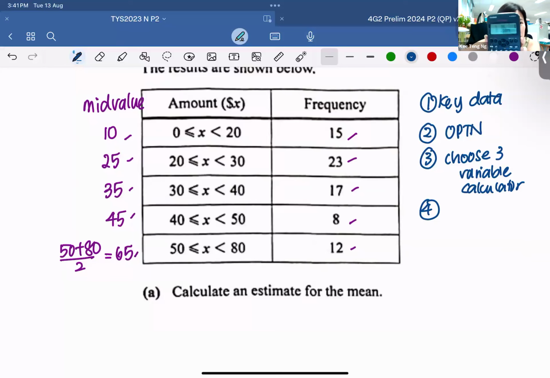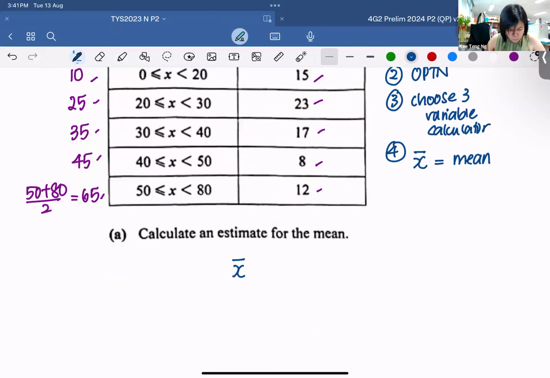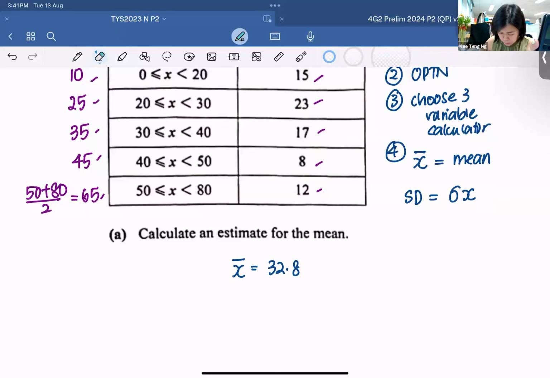Then you read the table, right? The first one, estimated mean, is the X bar. X bar means mean. If it's as accurate as possible, you try to calculate, right? So this one, my answer will be just simply X bar 32.8. Okay. Then which one is my standard deviation? Standard deviation is the one that looks like the sigma, this one, right there. This icon is my standard deviation.